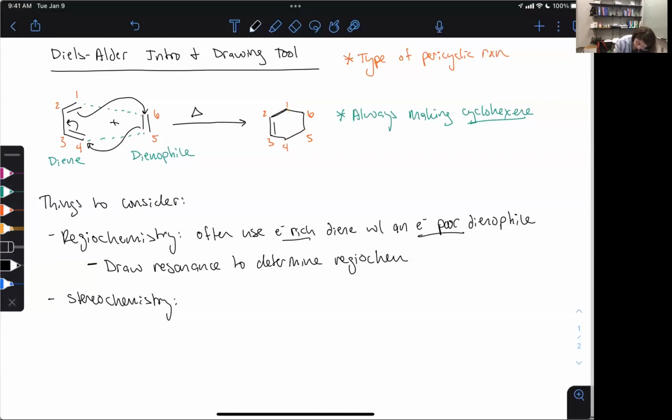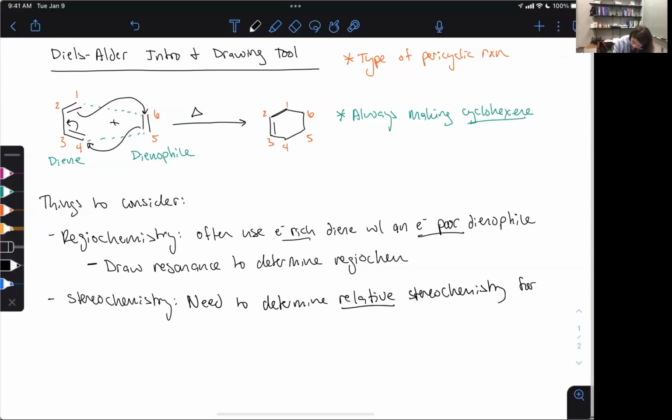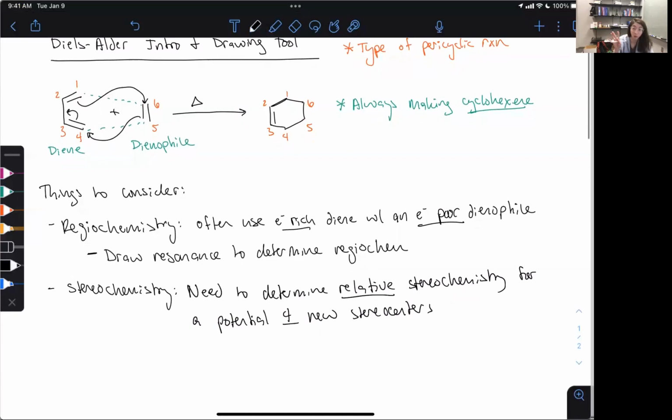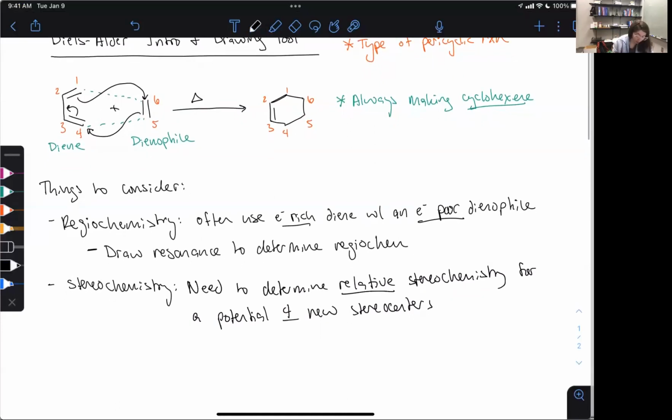So we need to determine the relative stereochemistry for a potential 4 new stereocenters, because we've got 4 new sp3 carbons there, so that's 4 new possible stereocenters. To do this, we're going to use the drawing tool, which I will show you in a second.